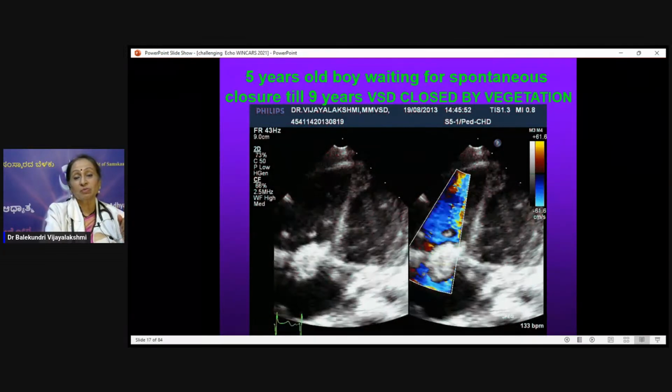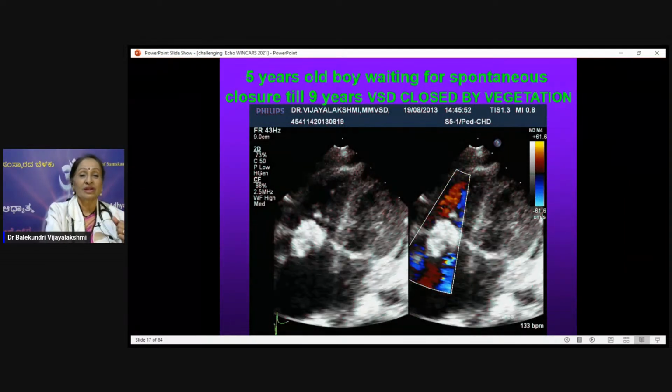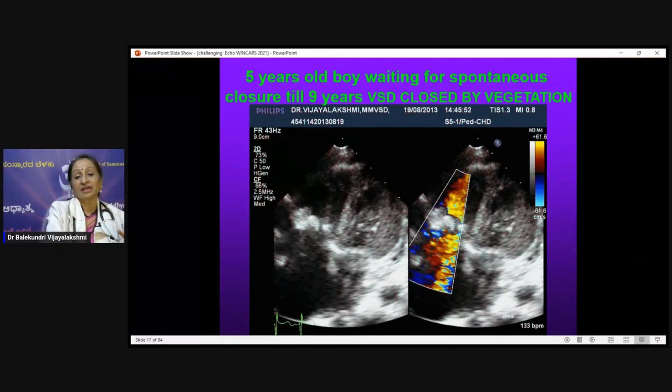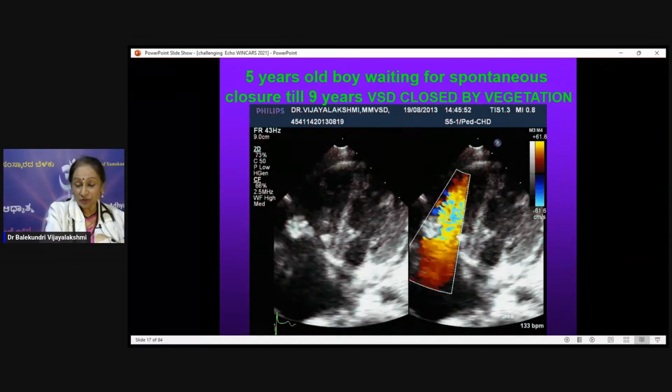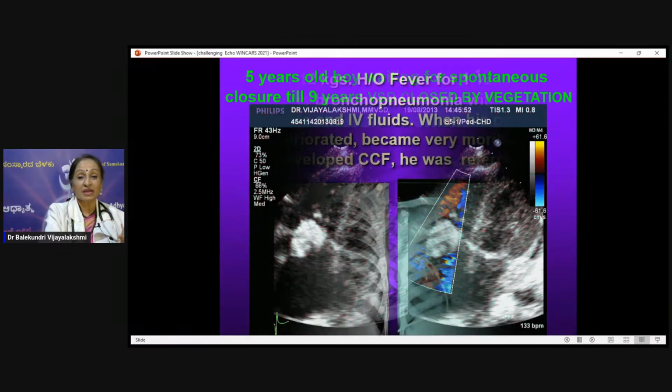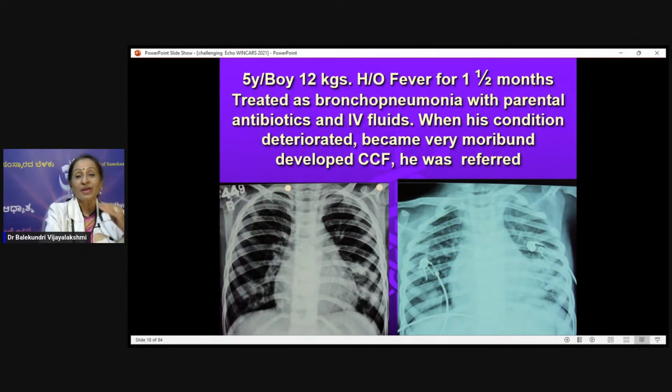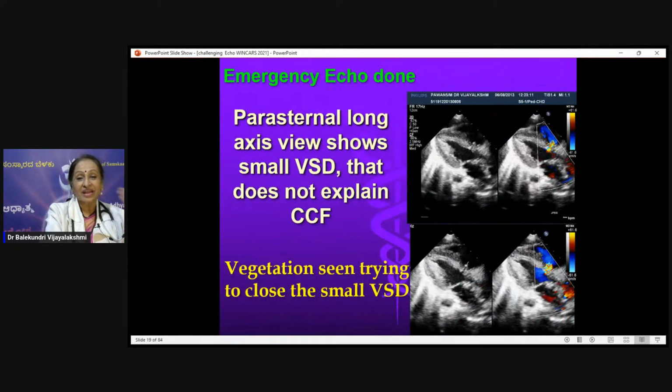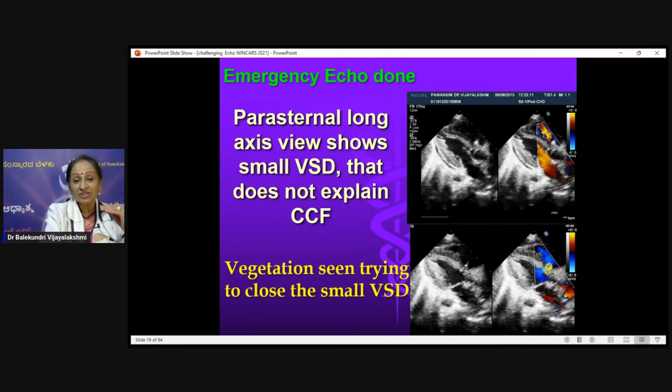This is a 5 years old boy waiting for spontaneous closure till 9 years, and in the bargain, he developed severe fever for the past 3 weeks, and then he came with the vegetation. And this boy, for 1.5 months, was treated as bronchopneumonia because of the X-ray, and when the patient deteriorated, he was sent to me. And at that time, we saw that the patient had a small VSD, but he was in CCF because of the bacterial endocarditis. So literally the vegetation was trying to close the small VSD.